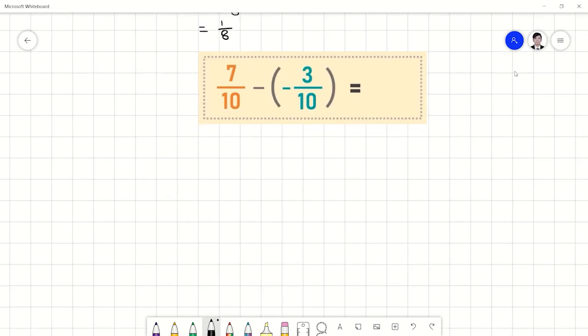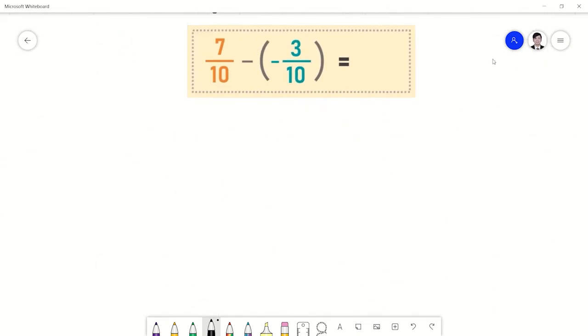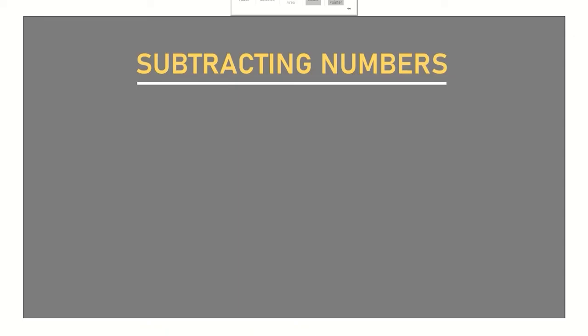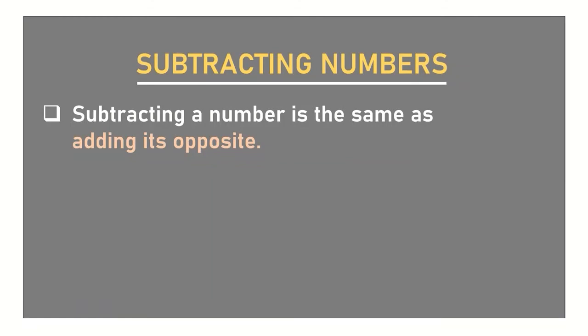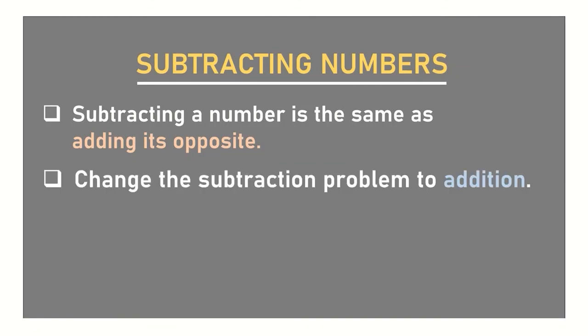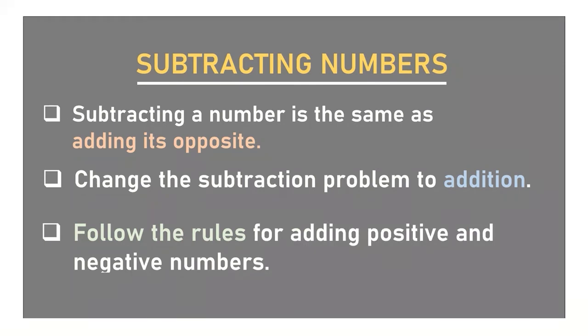Okay, so now, what if the operation is subtraction? Just a quick review, subtracting numbers is just the same as adding its opposite. So we just change the subtraction problem to addition, and then we follow the rules for adding positive and negative numbers.